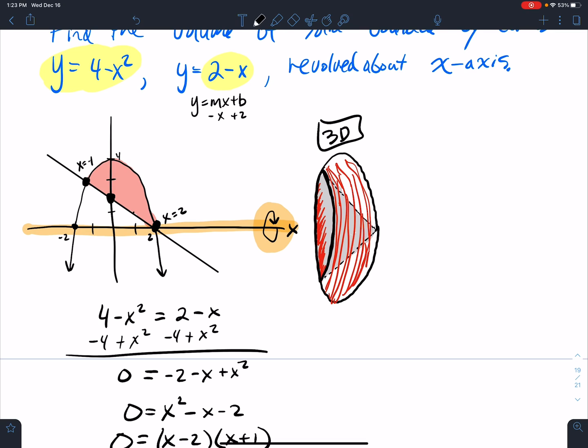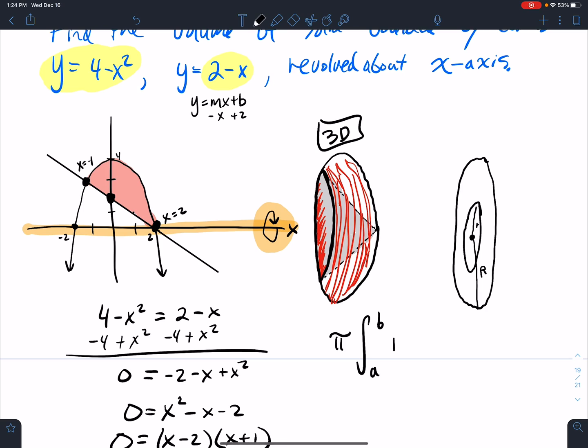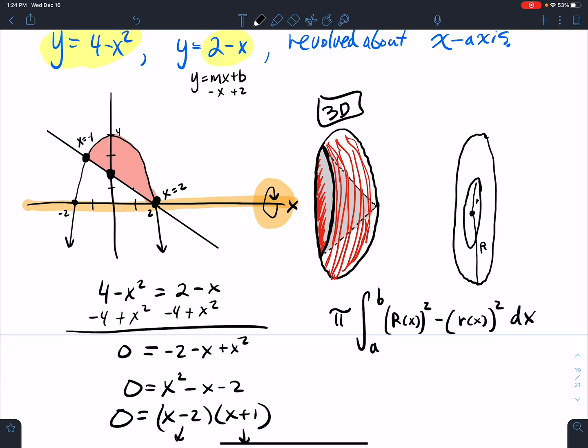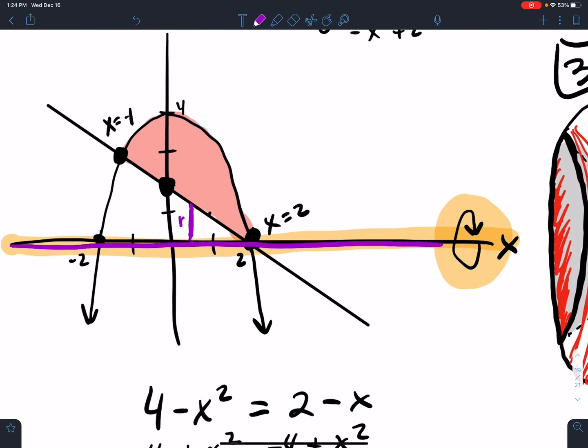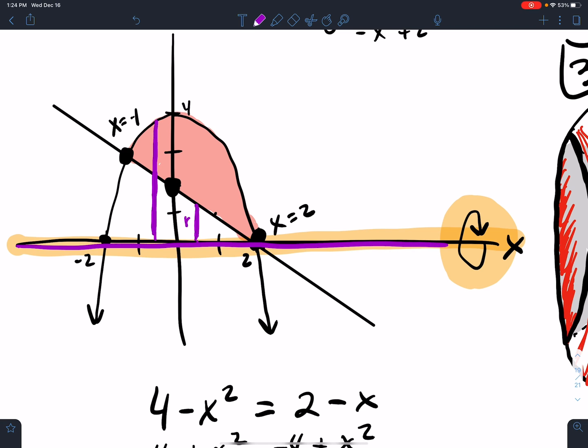So when I look at this and I take one cross section in there, I see that I've got a cross section and it has a hole punched out of the middle, right? So I have a little r punched out, and then I have that big R that I need to calculate. So my formula, remember, is pi, integral from a to b, big radius squared minus little radius squared dx. So really the only thing I have to figure out is the distance from the axis I'm rotating to the little radius, and then the distance from the axis I'm rotating to the big radius.